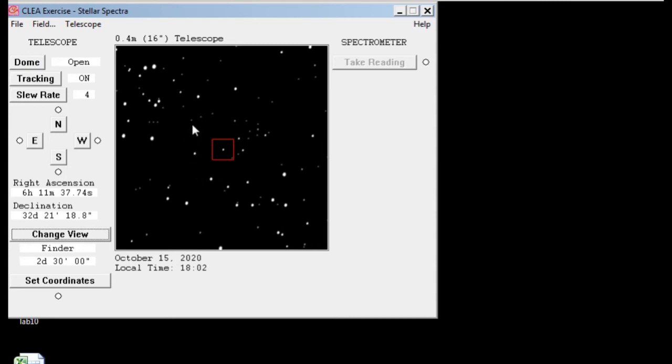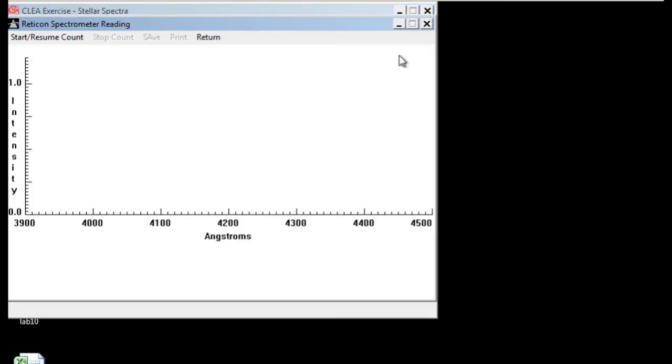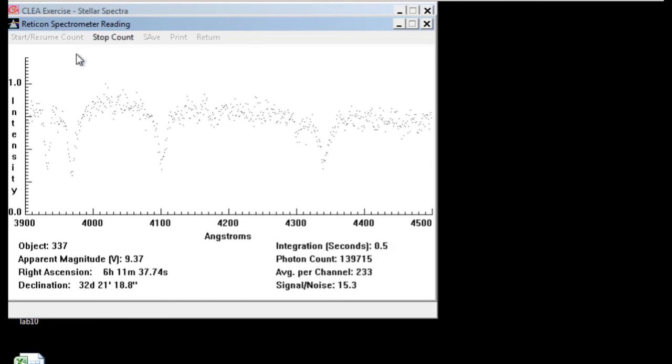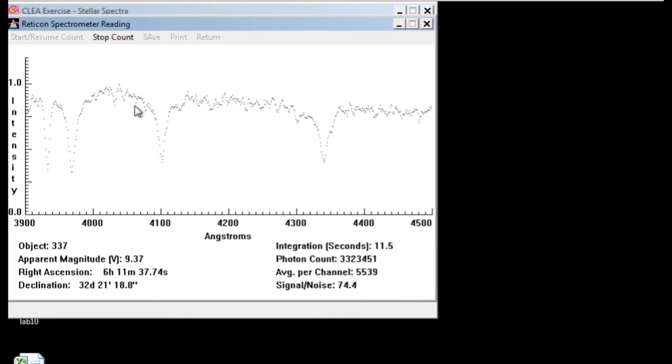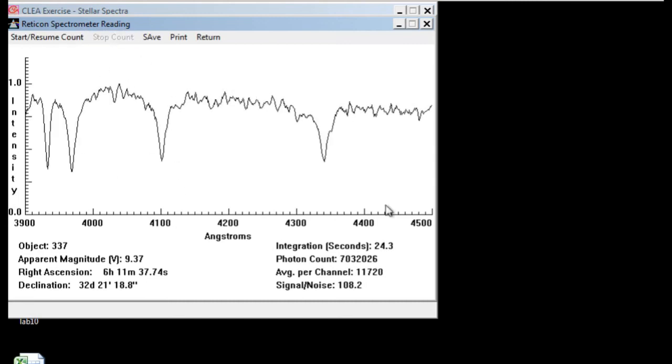So when we're at this point, we can again go back to our star and take a spectrometer reading. As photons hit our instrument, they are registered by their wavelength. The more that hit at a certain wavelength, the higher this line goes. The relatively fewer that hit at a certain wavelength, the lower it goes, or your absorption lines will appear there.